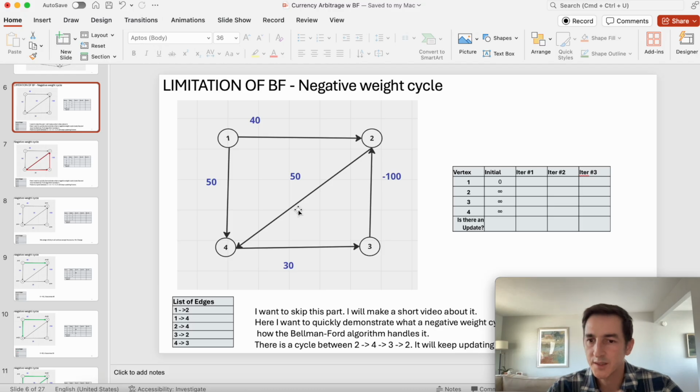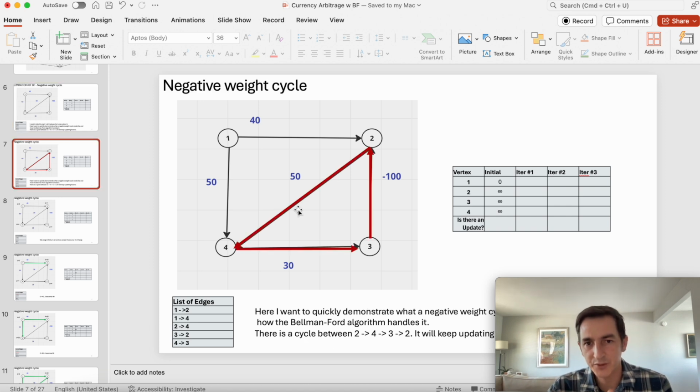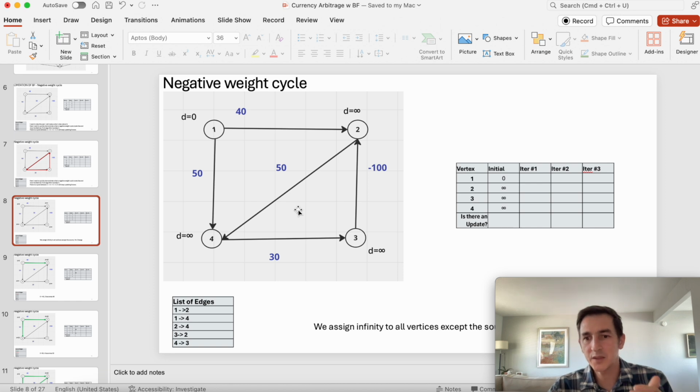So here I'm going to show you how a negative weight cycle occurs step by step. As I just mentioned, we are going to be applying Bellman-Ford on this graph. Again, this graph has a negative weight cycle on it. I'm gonna keep it short. Basically, we will be running Bellman-Ford on this graph and we will have 3 iterations. I'm gonna run the first one quickly.